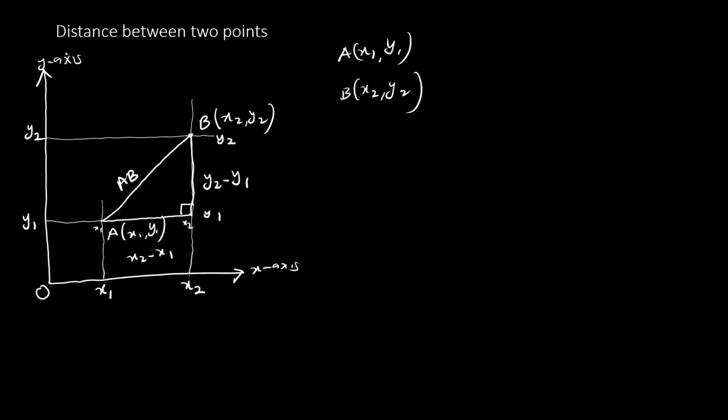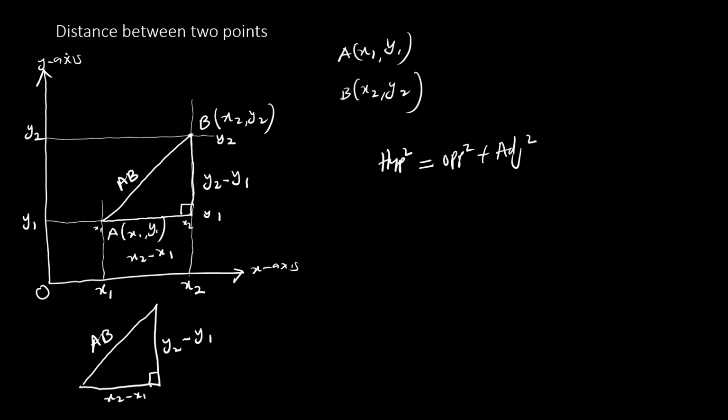So we can bring out the triangle to be in this form. We now have line AB, which is the distance that we are looking for, and we have here y2 minus y1, and then x2 minus x1, with our right angle triangle. If we look at Pythagoras theorem, we have hypotenuse square is equal to opposite square plus adjacent square, and our hypotenuse is AB. We can choose any of these lines to be opposite and adjacent.